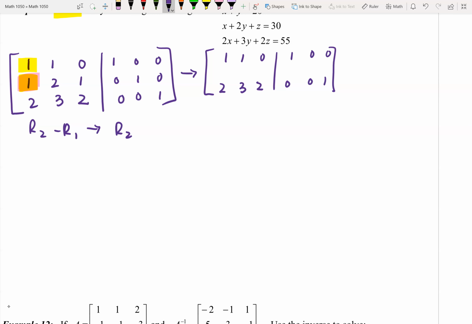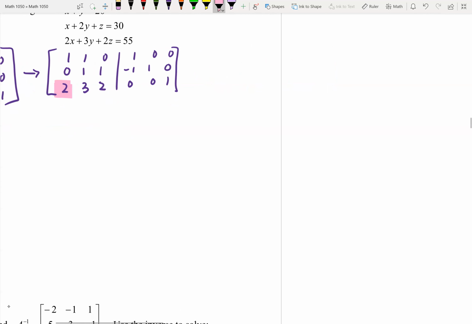Row 2 minus row 1. 1 minus 1, 0. 2 minus 1, 1. 1 minus 0, 1. 0 minus 1, negative 1. 1 minus 0, 1. 0 minus 0, 0. The next thing I need is to get a 0 right there. Use the 1. So negative 2 times row 1 plus row 3 becomes my new row 3.